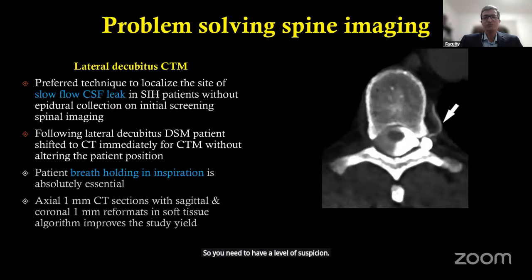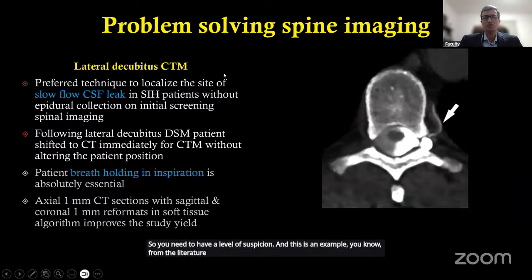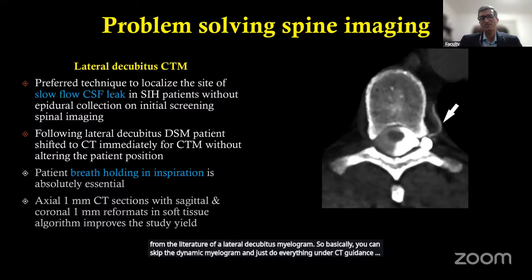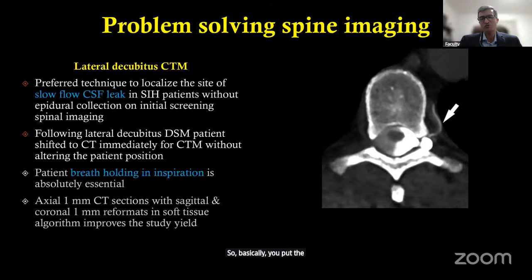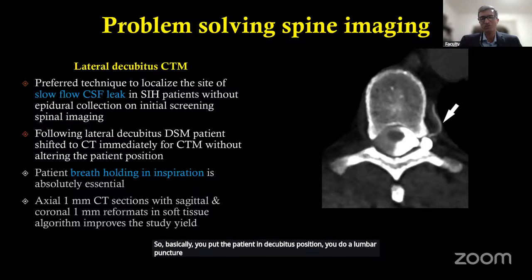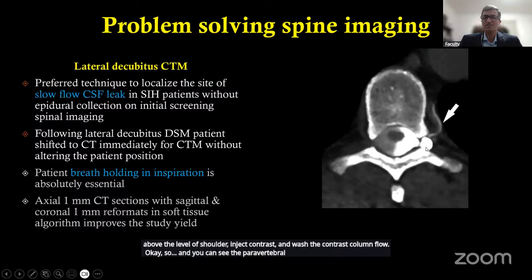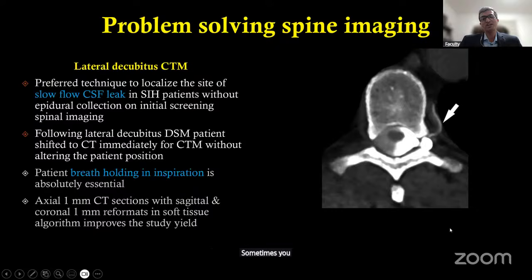And this is an example from the literature of a lateral decubitus myelogram. So basically you can skip the dynamic myelogram and just do everything under CT guidance itself. You put the patient in decubitus position, do a lumbar puncture under CT or fluoroscopy guidance, and then keep the hips raised above the level of the shoulders, inject contrast and watch the contrast column flow. You can see the paravertebral veins enhancing if there is any CSF to venous fistula. Sometimes you may not see them because they are intermittent.